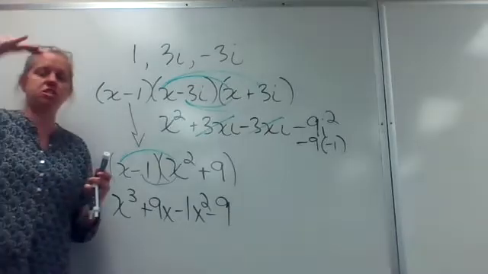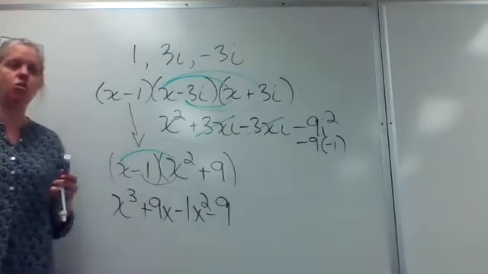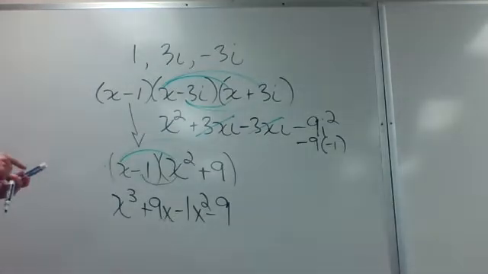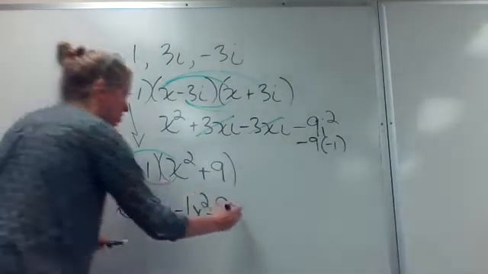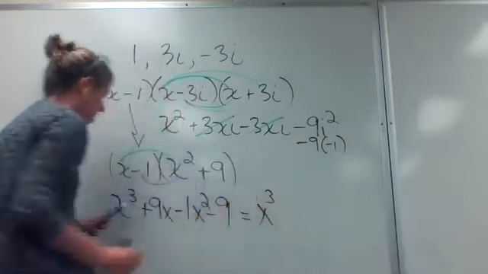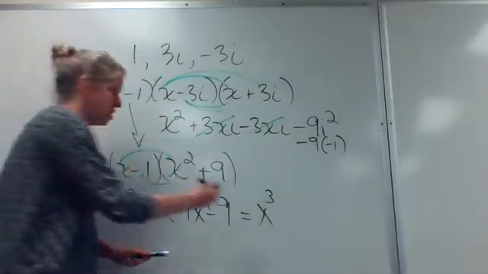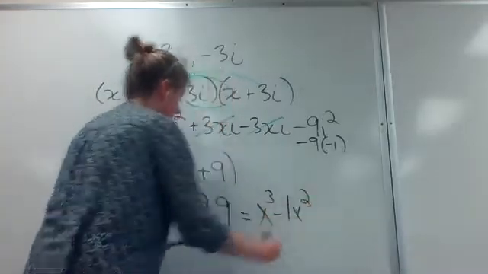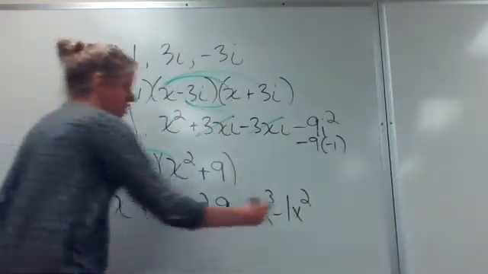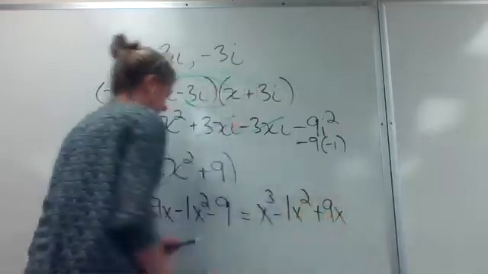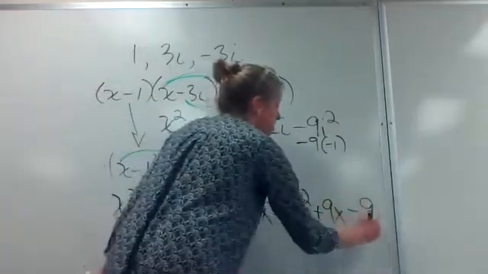Because you want your terms to go in descending order if they're exponents. So x to the third is up top, is first. But after x to the third, I want x squared. So minus 1x squared. And then I want my x, so plus 9x. And then my constant, which is minus 9.